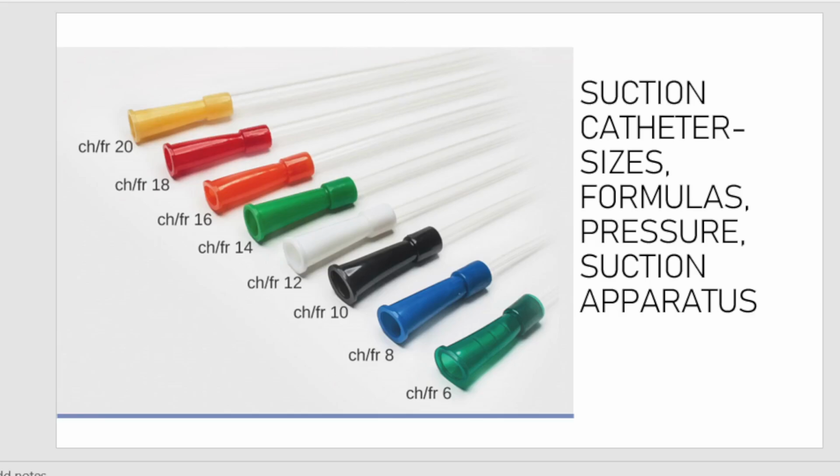Some other formulas are there. In that, again the calculation will be different. But if you choose this formula, the formula is ET tube size into 2. For example, a 7 mm ET tube means 7 into 2, 14. But we have to take the next smaller size, that is 12 French. In case of 8 mm, the suction catheter size should be 8 into 2, 16, minus 2 is 14. So based on the ET tube internal diameter only, we have to choose the suction catheter size.